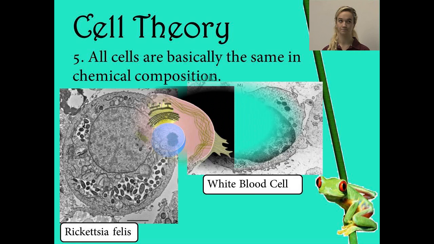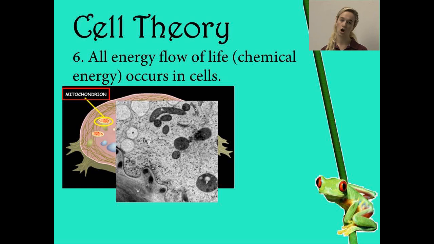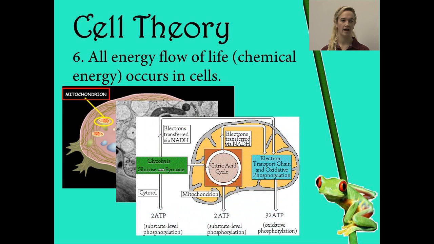The last part of the cell theory is that all energy flow of life, which is chemical energy, occurs in cells. So here we have a drawing of a cell, and that is a mitochondrion in there. And then we have an actual plant cell, and that little cigar-shaped thing at the top of the picture, labeled with an M, is a mitochondrion. So it does actually look like the picture. Then these are two pictures that are really complicated. Those are pictures that you would learn about when you take biochemistry or organic chemistry in college. But that's how the chemicals move inside the cell. They move in and out of the mitochondria, and that's how the cell makes energy.